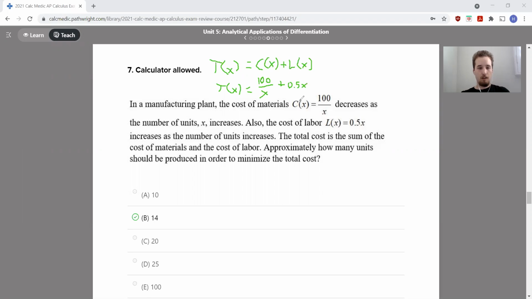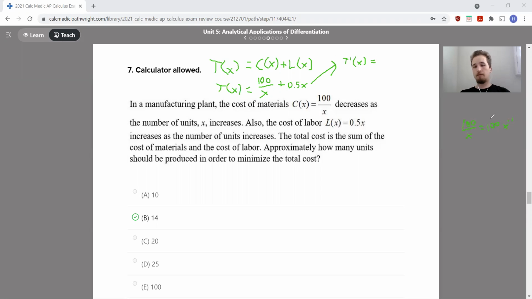Okay, how many units should be produced in order to minimize total cost? Well, okay, we need to find a minimum. So in order to find a minimum for a graph, we can take the derivative. So we take the derivative here, T prime of X. This is just power rule stuff. 100 over x is the same thing as 100 times x to the negative 1.